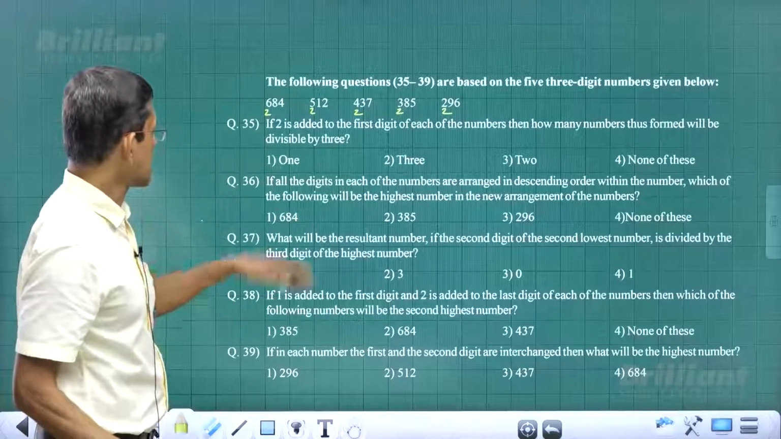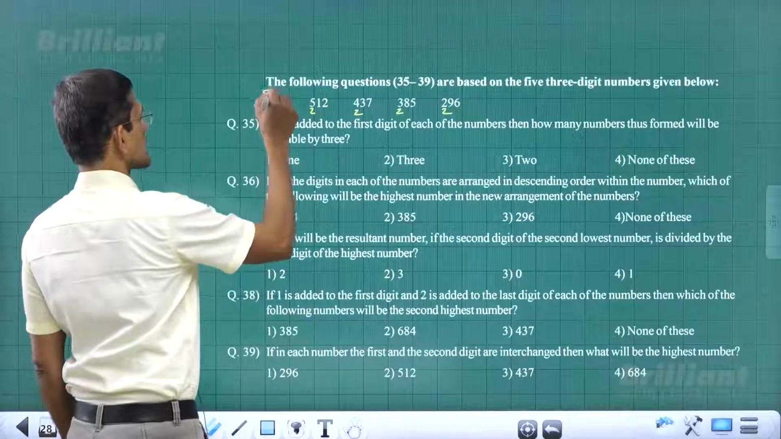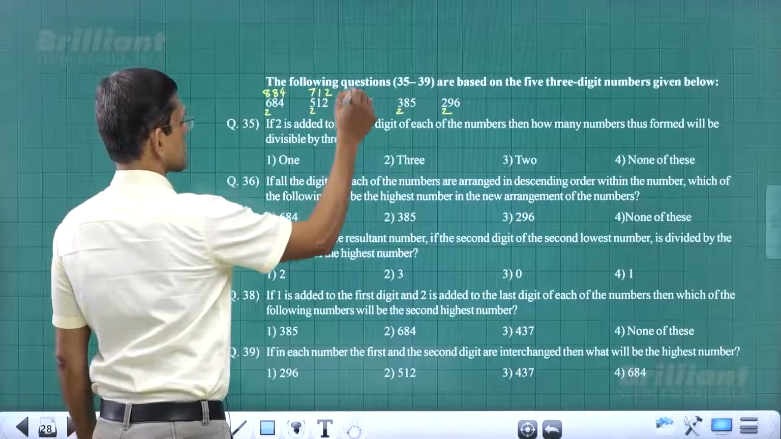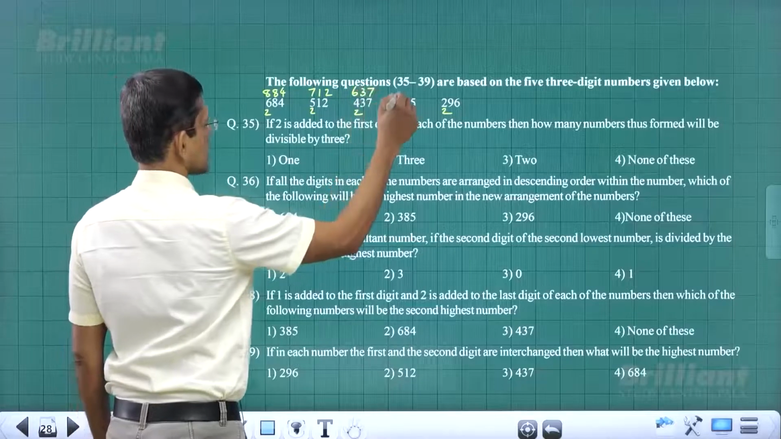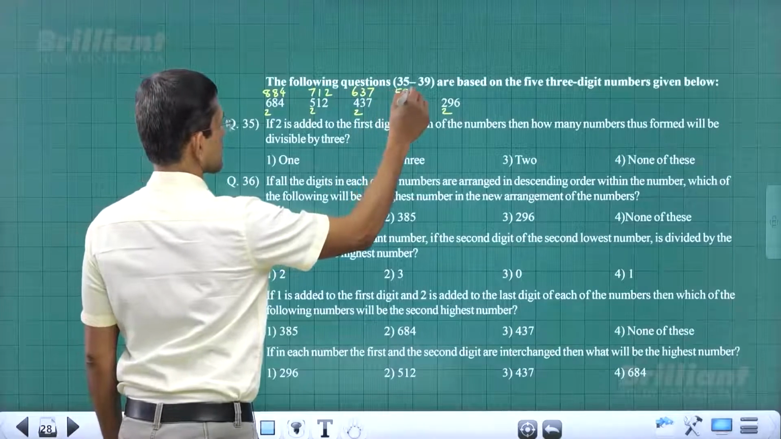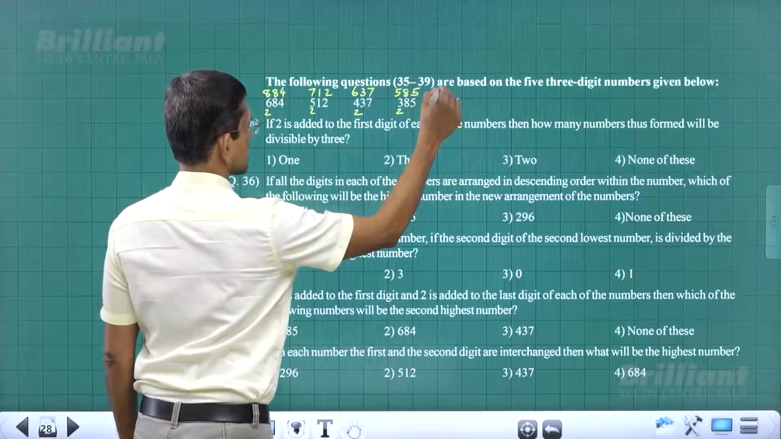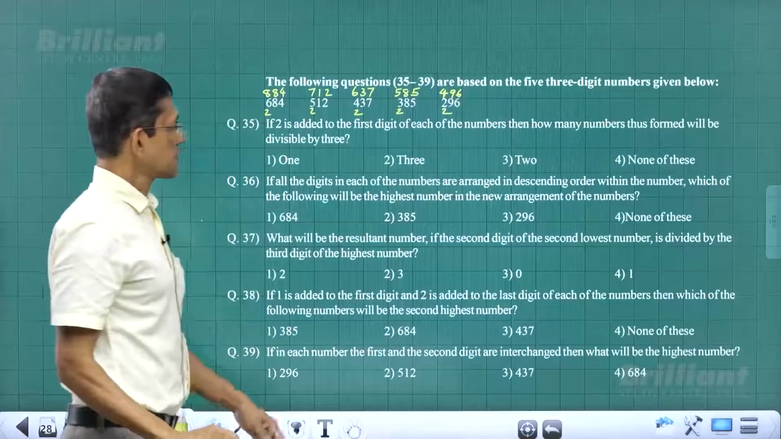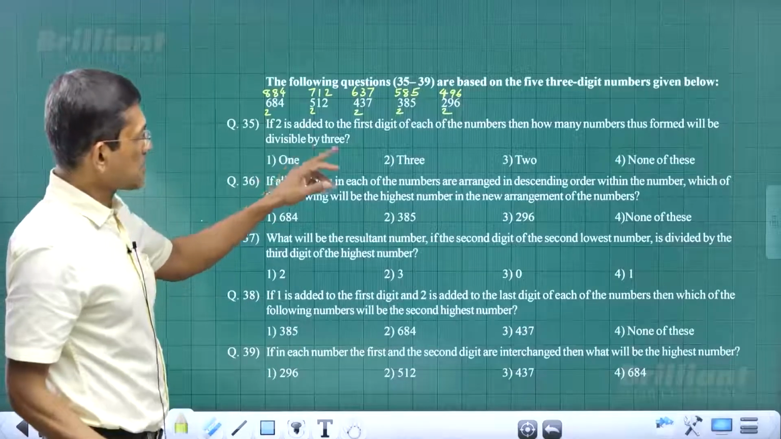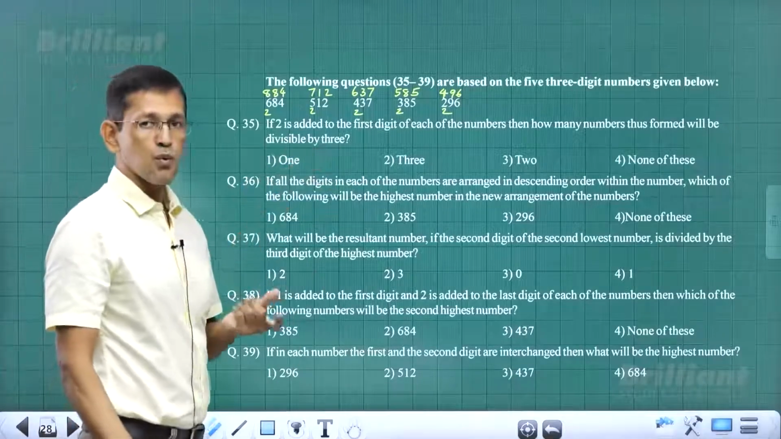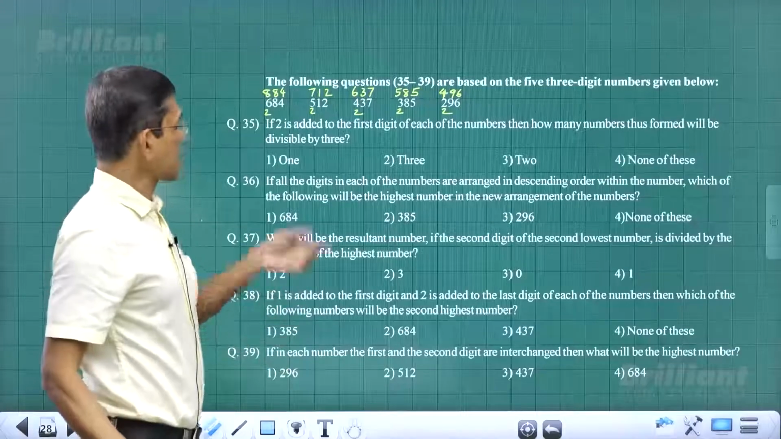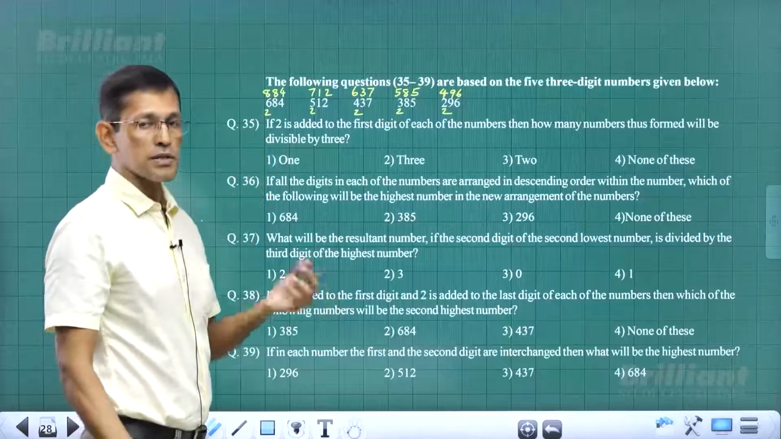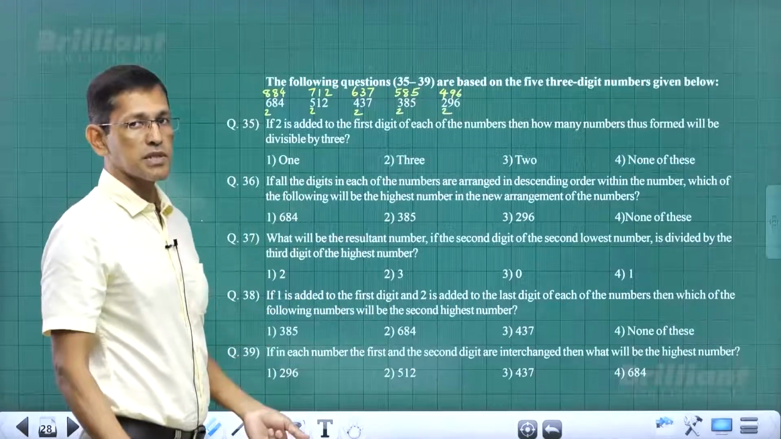If 2 is added here, what you get is 884, 712, 637, 585, and 496. And what we need to find out is how many numbers thus formed will be divisible by 3. What is the divisibility test of 3? Add all the digits, and if the sum is divisible by 3, that number must be divisible by 3.